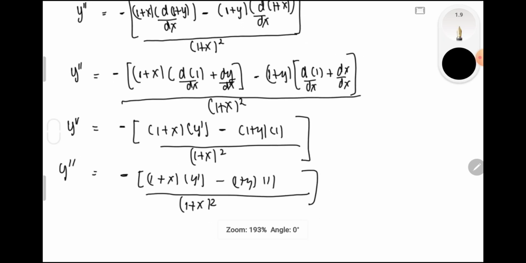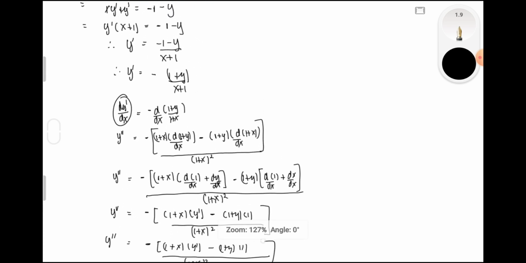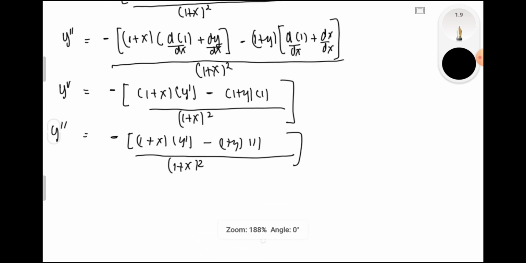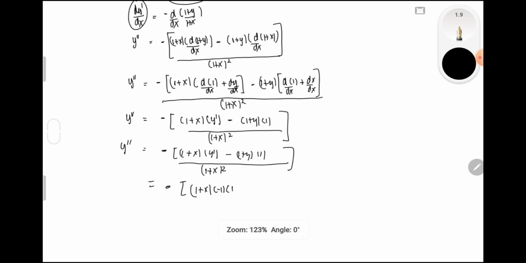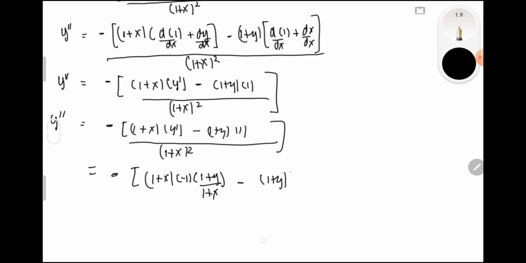Ngayon, ang gusto kong mangyari is tanggalin yung y prime natin, which is take note that our y prime was denoted as this one, negative 1 multiplied by 1 plus y divided by x plus 1. So yun yung gagawin natin dito. We'll have negative multiplied by 1 plus x multiplied by negative 1 multiplied by 1 plus y divided by 1 plus x minus 1 plus y divided by our 1 plus x squared.